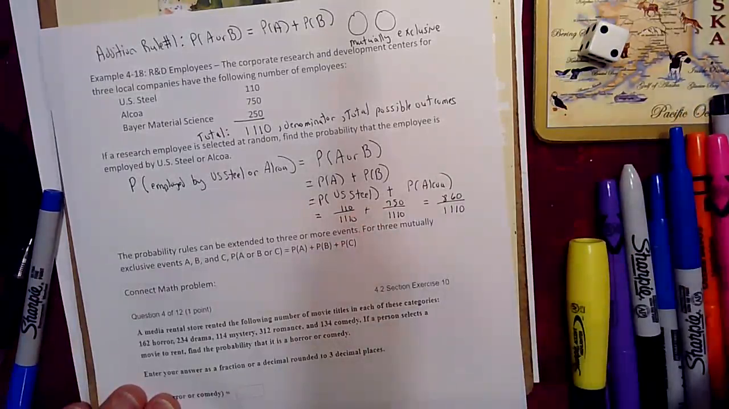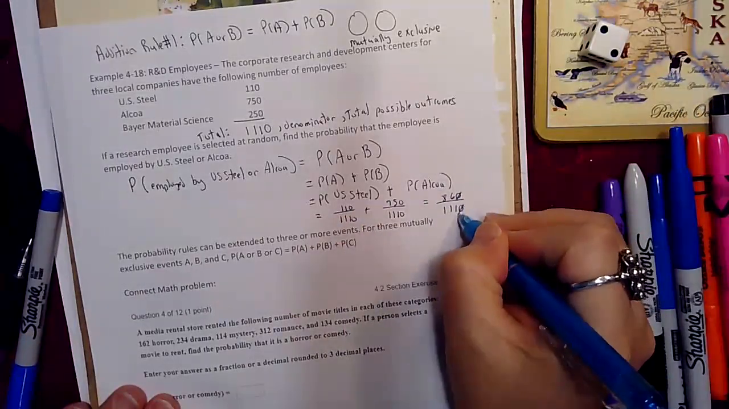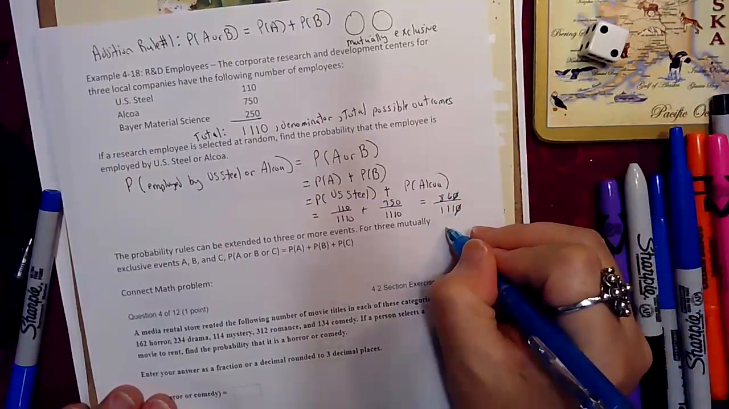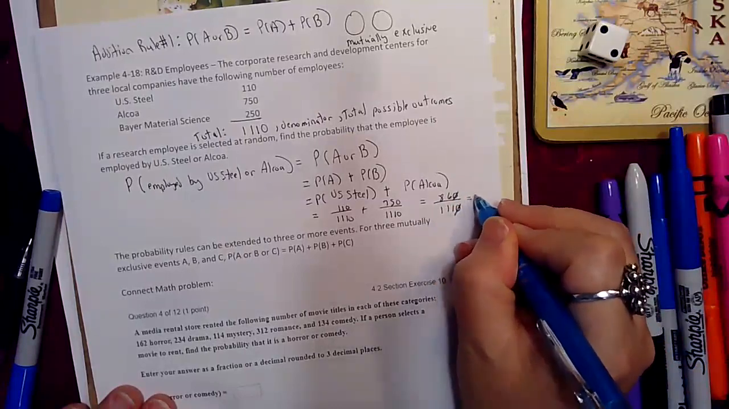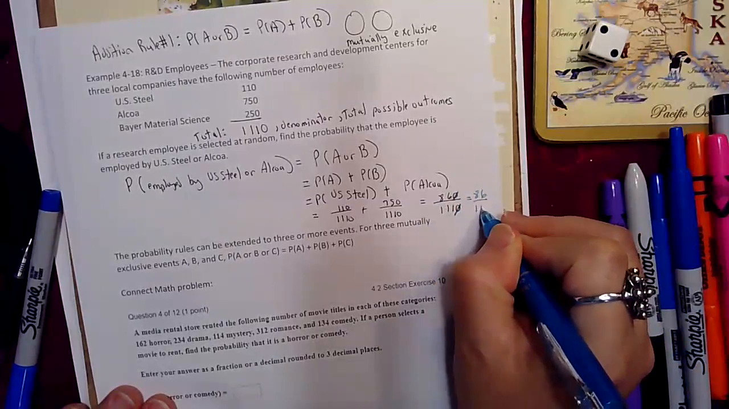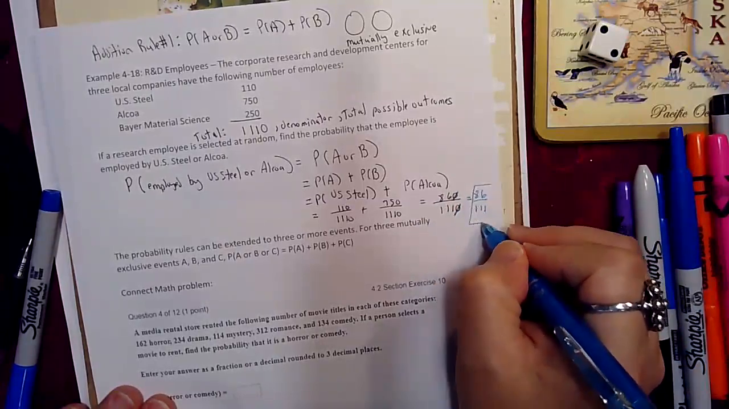And then I can do a little bit of reduction here. You have a zero at the back here, so you would be allowed to technically mark those off. It's like you're dividing by 10, and that would give us 86 over 111. Okay, so this is your fraction.